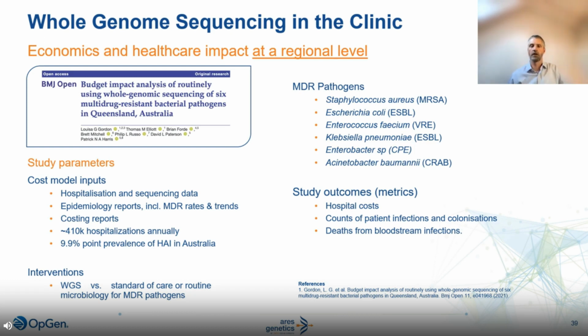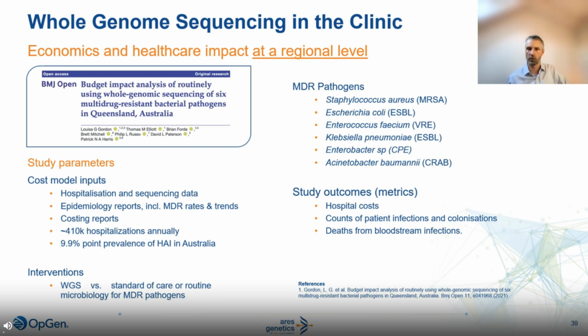The team compared the interventions whole genome sequencing versus the standard of care for multidrug resistant pathogens. It was thereby assumed that whole genome sequencing based surveillance would occur for the six most common multidrug resistant organisms, including methicillin resistant Staphylococcus aureus, extended spectrum beta-lactamase producing Escherichia coli, vancomycin resistant Enterococcus faecium, ESBL producing Klebsiella pneumoniae, carbapenemase producing Enterobacterales, and carbapenem resistant Acinetobacter baumannii.